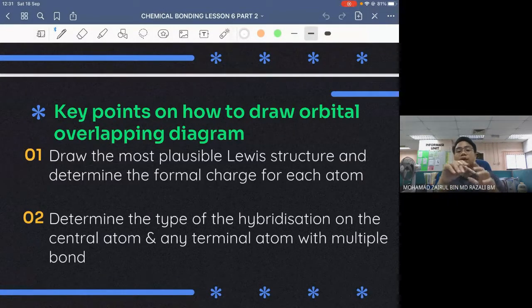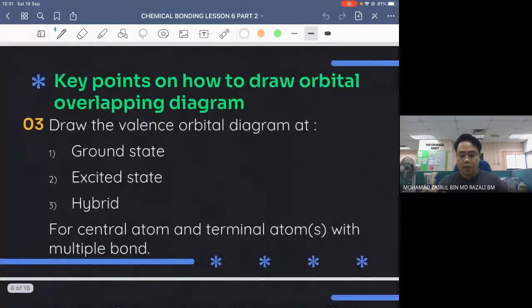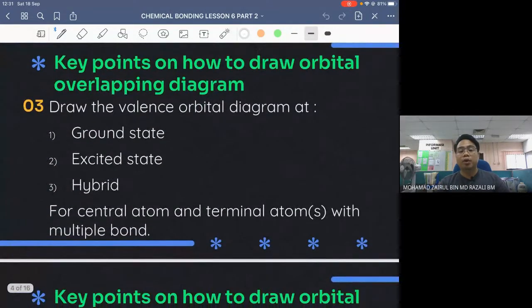Okay. So the second one is you need to determine the type of hybridization on the central atom and also any terminal atom with a multiple bond. Ini kita dah belajar dalam the previous lesson. Okay, so the third key point, you need to draw the valence orbital diagram for the ground state, excited state and for the hybrid. Okay, dan ini awak hanya perlu lukis for the central atom and terminal atom with multiple bond.